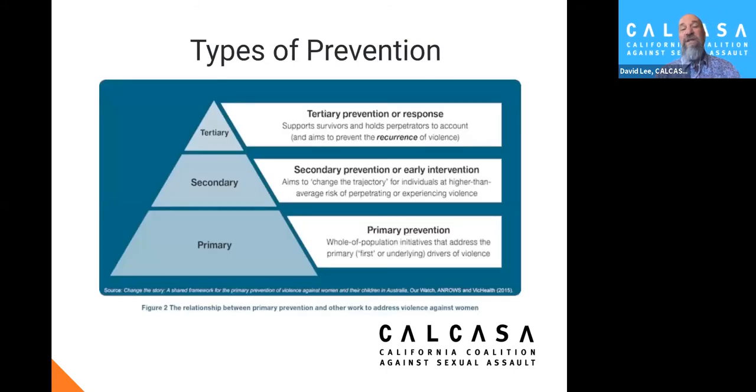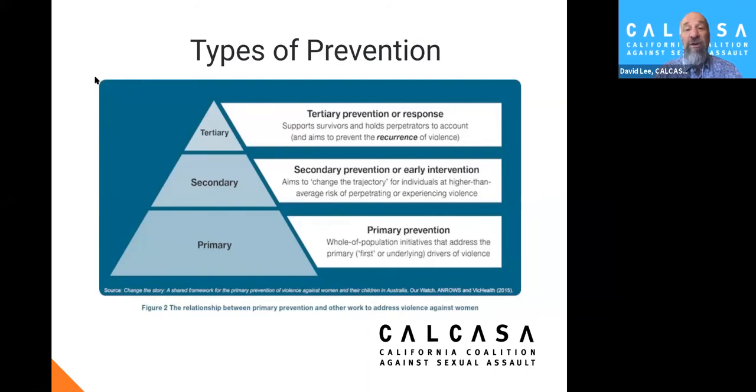Public health gave us a vocabulary of three different types of prevention: primary, secondary, and tertiary. Tertiary prevention is responding. It's after violence has taken place, and how we can prevent the reoccurrence of that violence. It could involve working with those who have been abused, so they would be in their healing or so they won't be abused again, or working with those who have abused to make sure that they did not abuse people further. So that was tertiary.